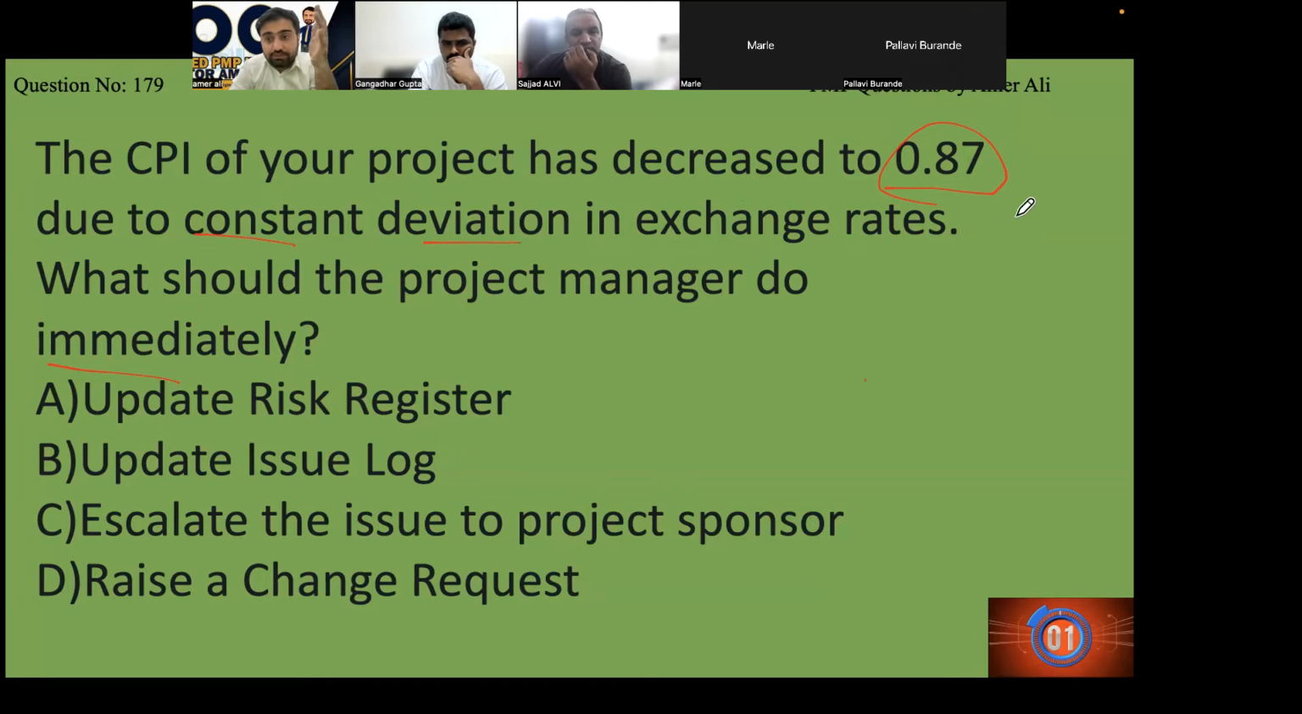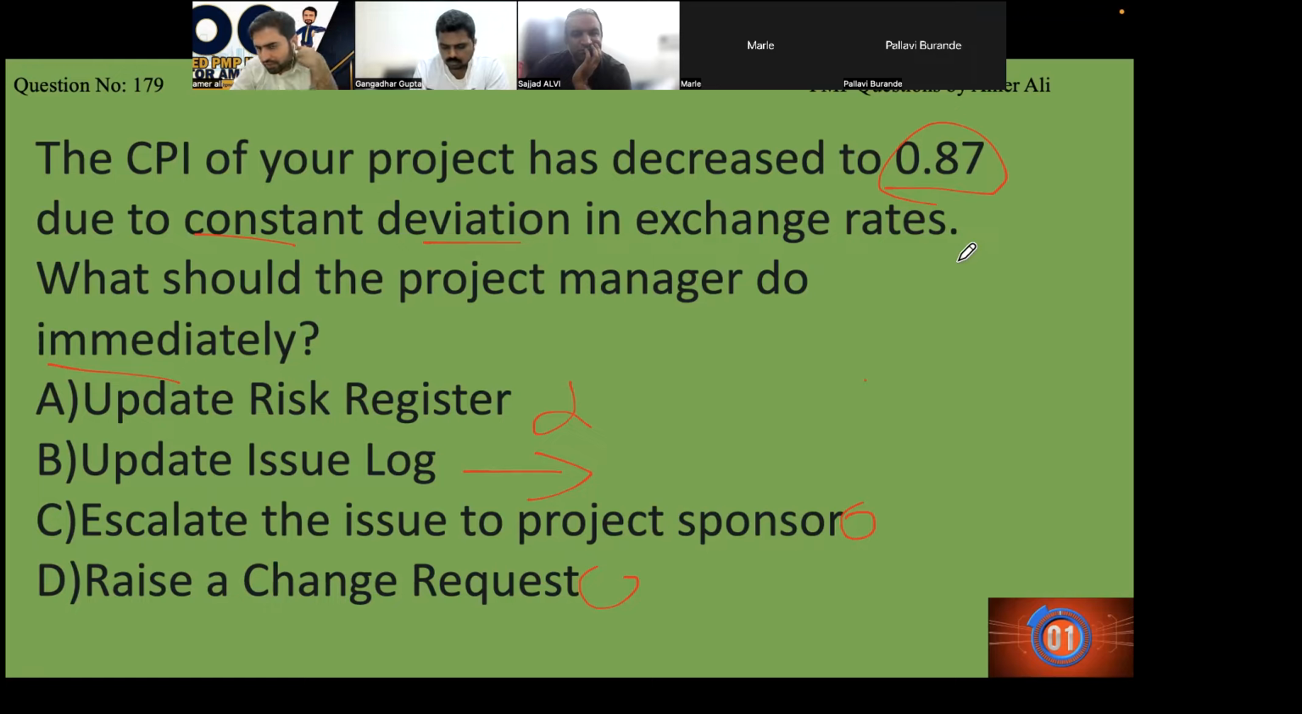Something happened. Okay, it's not a risk. We will not update the risk register, and nowhere in the question does it say it was identified. Update the issue log, escalate to the sponsor, or raise a change request. The first step is always to update the issue log and then see why it happened. As I said, I'm happy.